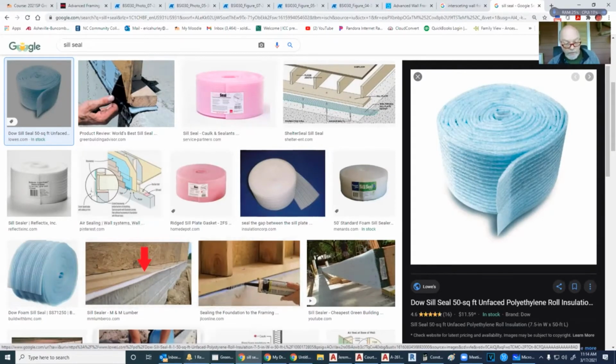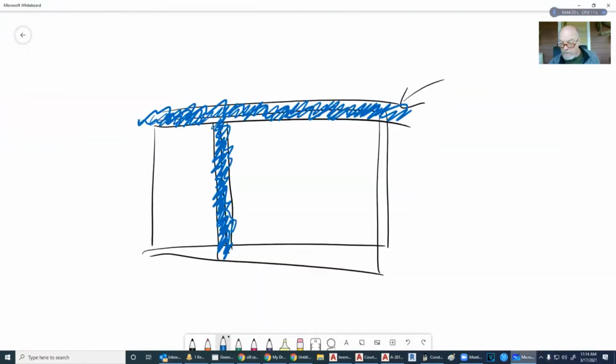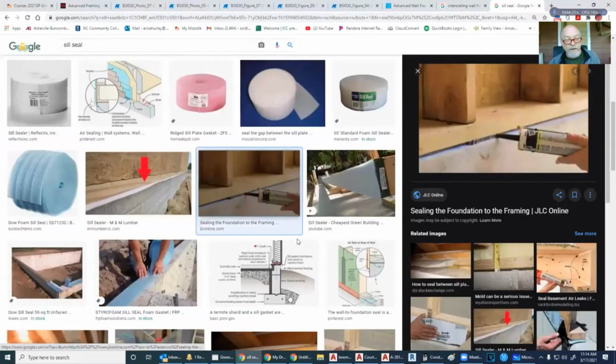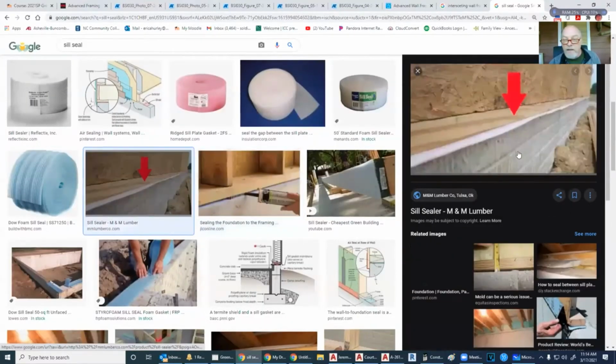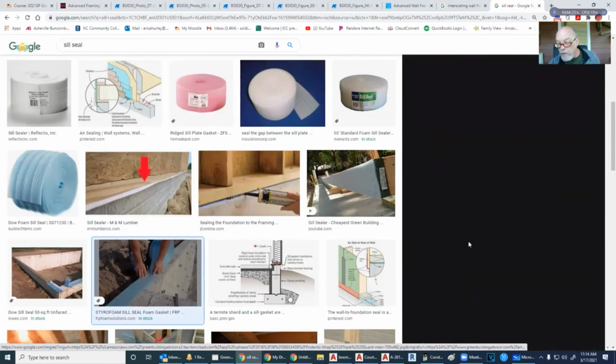So, let's go back just a second. Actually, wait a minute. Let me just stay right where I'm at, and I might find a better pick there. So seal is made to go between the foundation and where we've got wood going in.